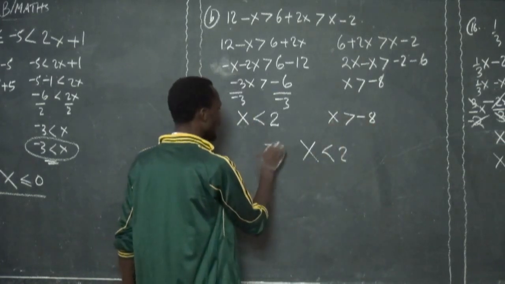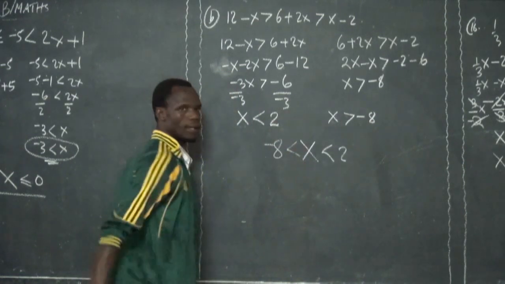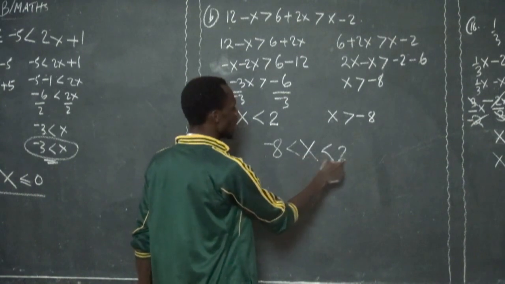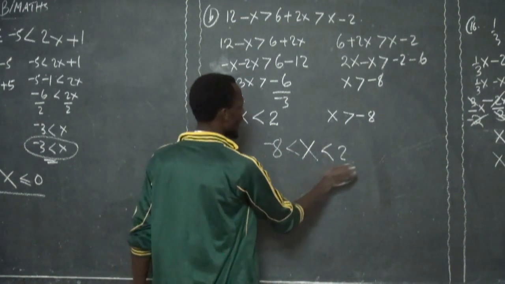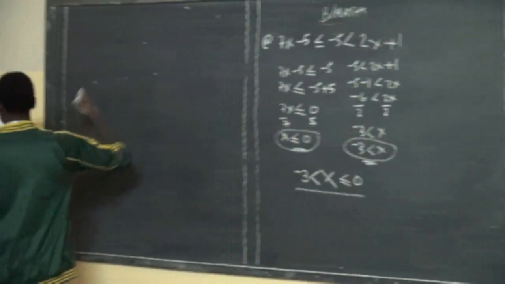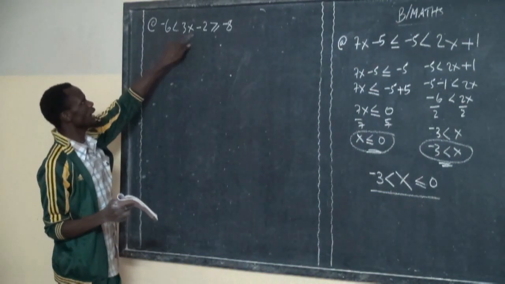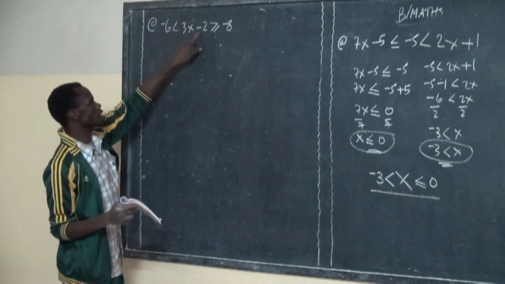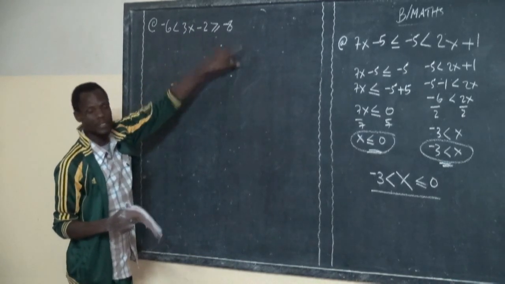Now we say negative 8 is less than x. Now x is less than 2 and x is greater than negative 8. Now we have collected it. The other question was C. It was negative 6 less than 3x minus 2, and this 3x minus 2 is greater than or equal to negative 8.